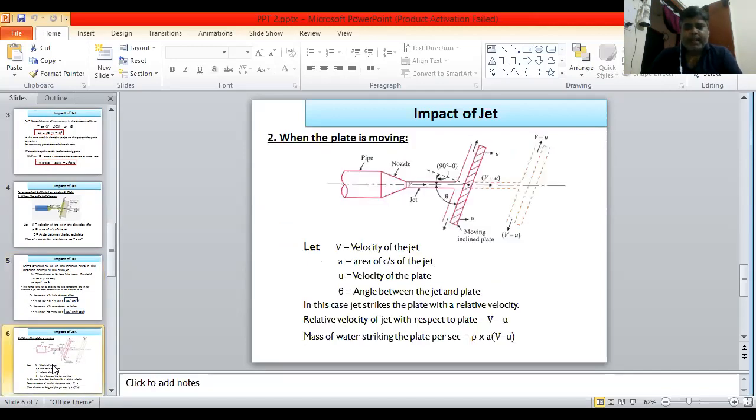Now, when the plate is moving, v is the velocity of the jet, a is the area of cross section of the jet, u is the velocity of the plate, and theta is the angle between the jet and the plate. In this case, the jet strikes the plate with a relative velocity. The relative velocity of the jet with respect to the plate is equal to v minus u. That means the mass of water striking per second is equal to rho a (v minus u).